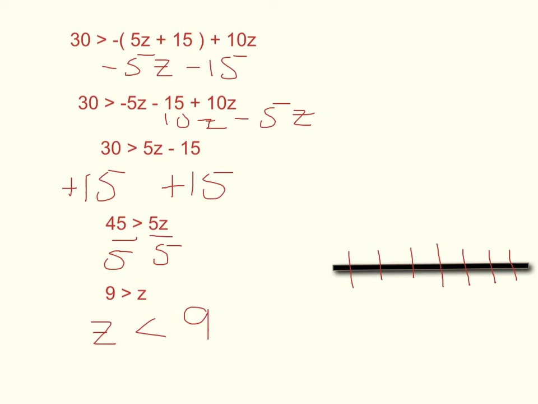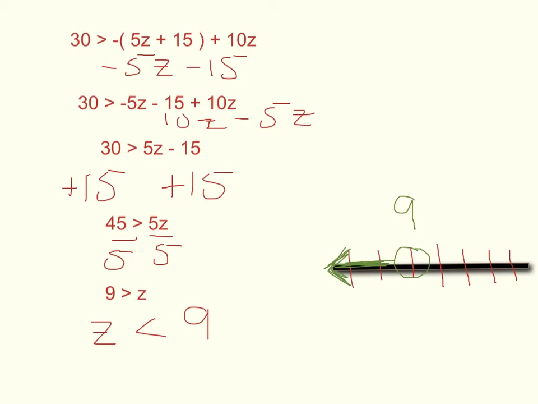Since z is less than 9 and not less than or equal to 9, we know that it's going to be an open circle. And since z is less than 9, we know that it's going to go this way towards negative infinity. If you ever get confused, just pick a value, like any value, and see if it's less than or greater than 9. So if I were trying to choose, I'd just pick 0. 0 on the number line is over here, so I know that it's going to go that way. If I pick 10, 10 wouldn't be less than 9, so we couldn't put it over there.